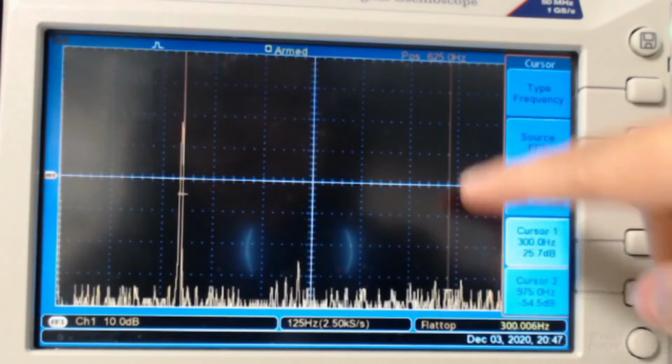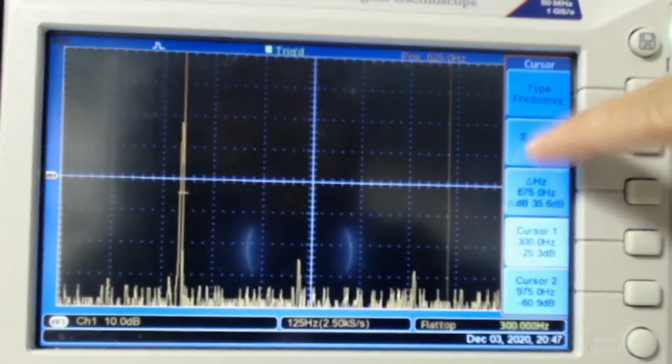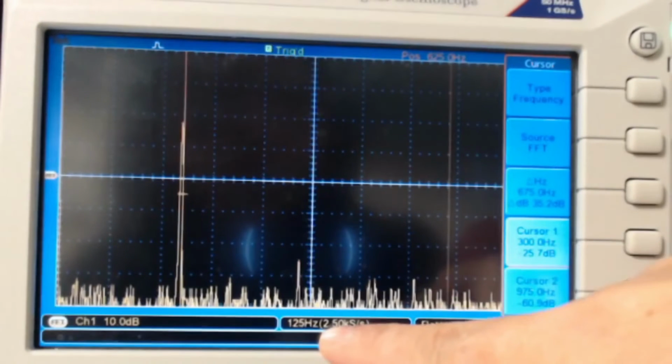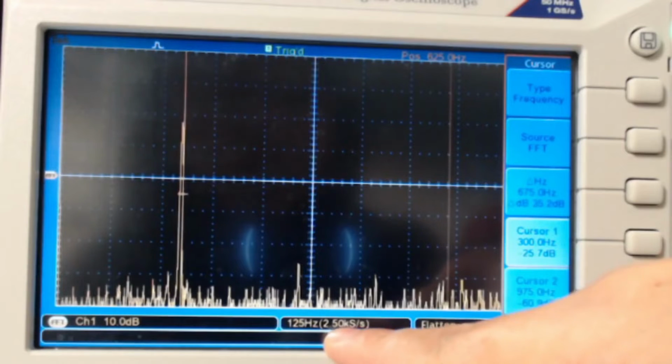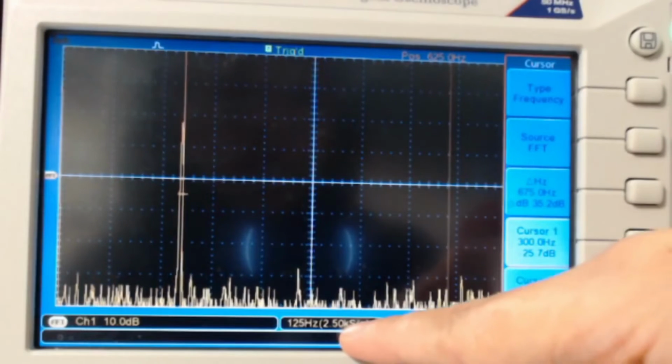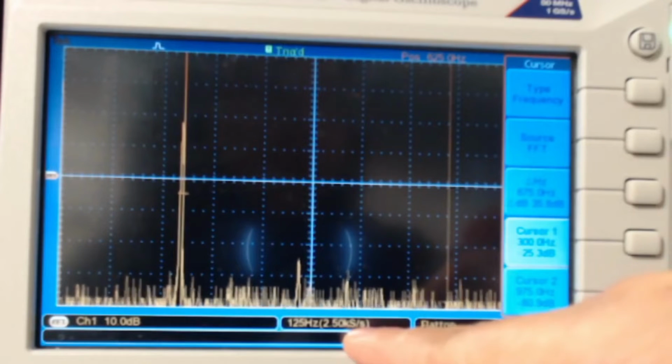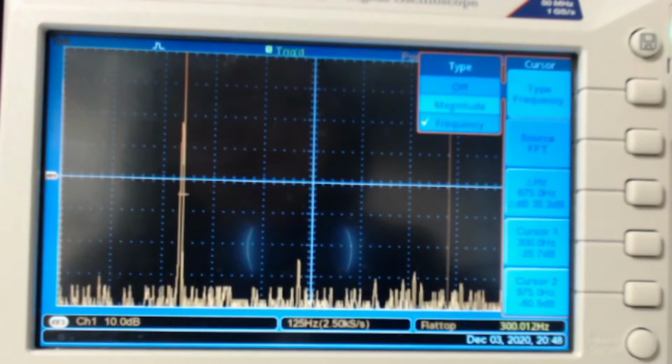At some point, the frequency will keep going up and you will not see it anymore. At that time, you have to scale it. Here the scaling is 2.5 kilosamples. This is the sampling rate, so it should be twice the original frequency. I will make two cursors.